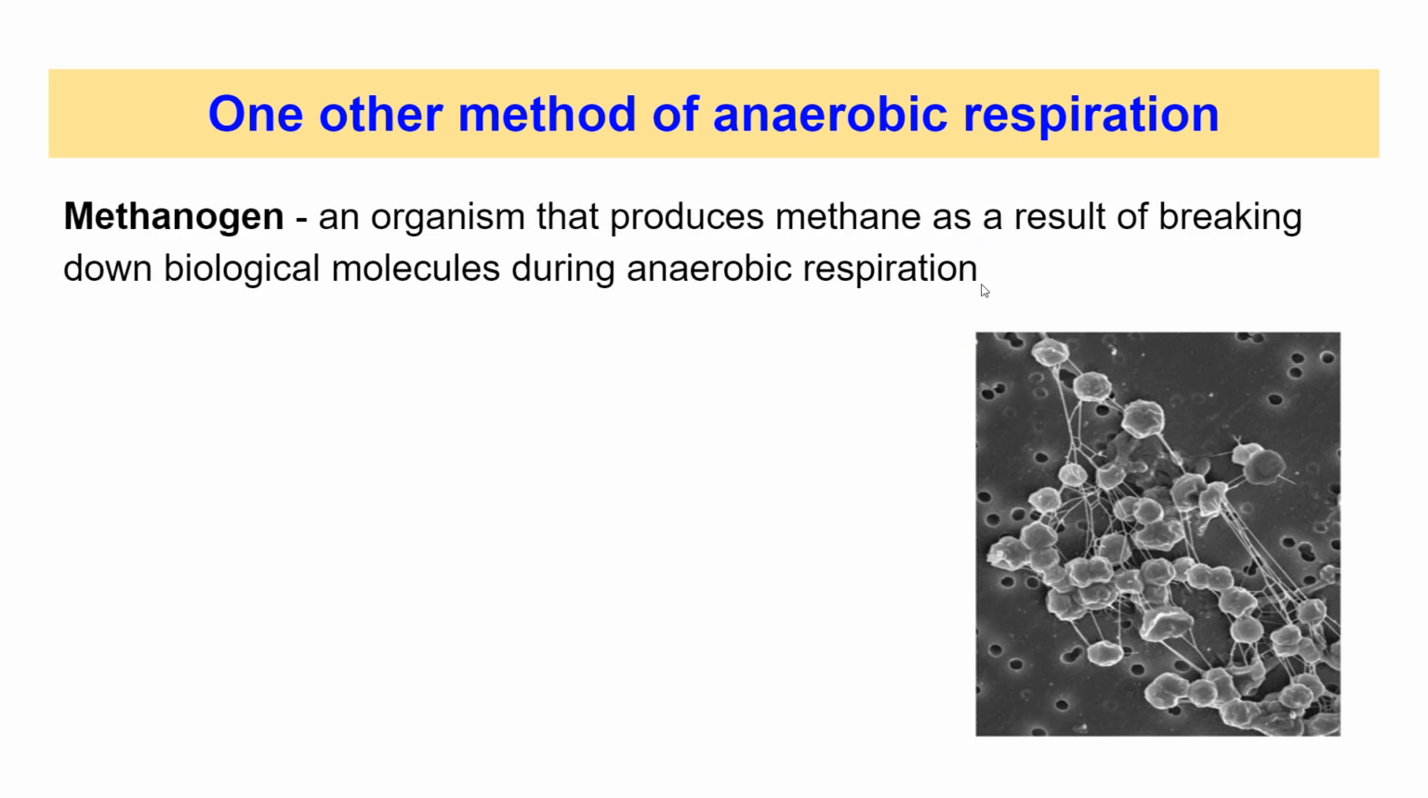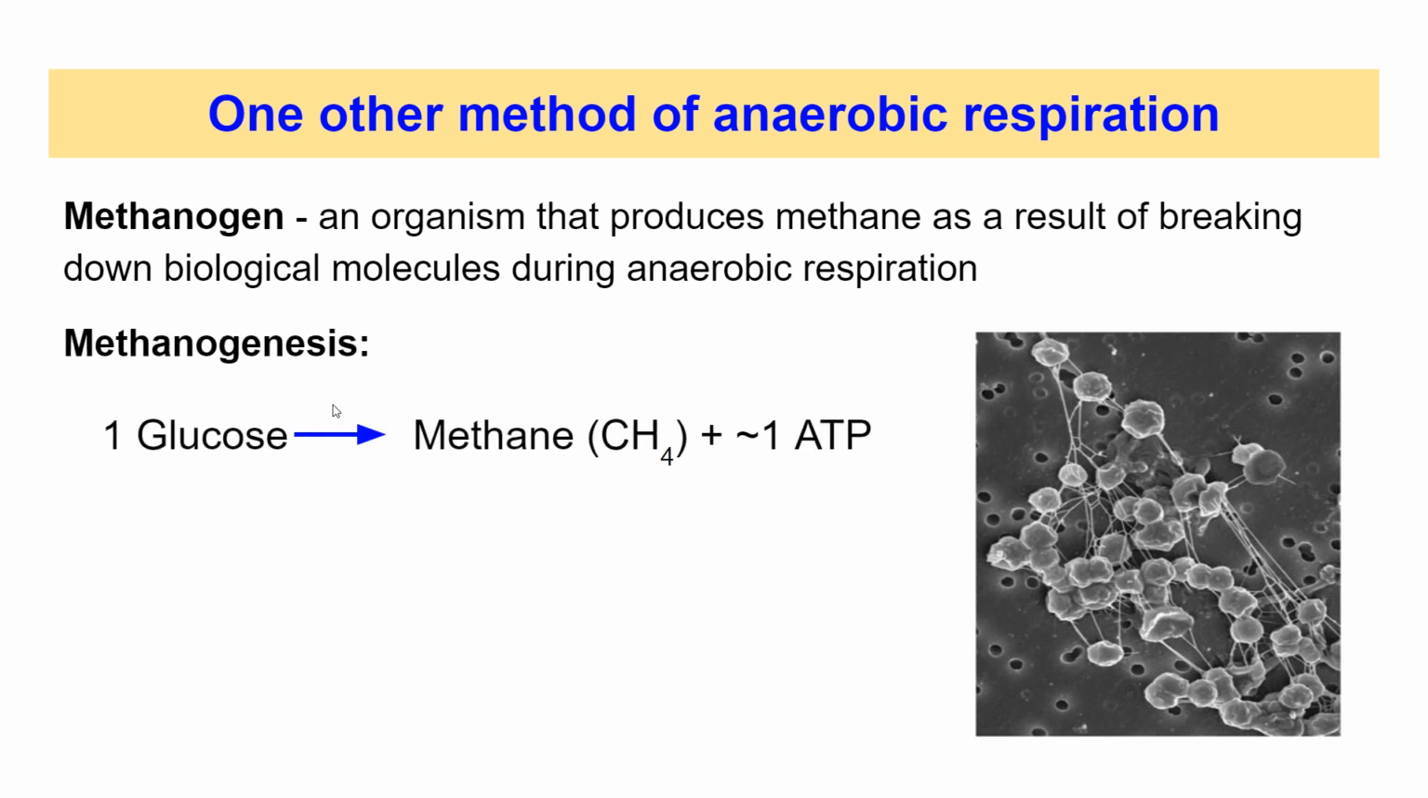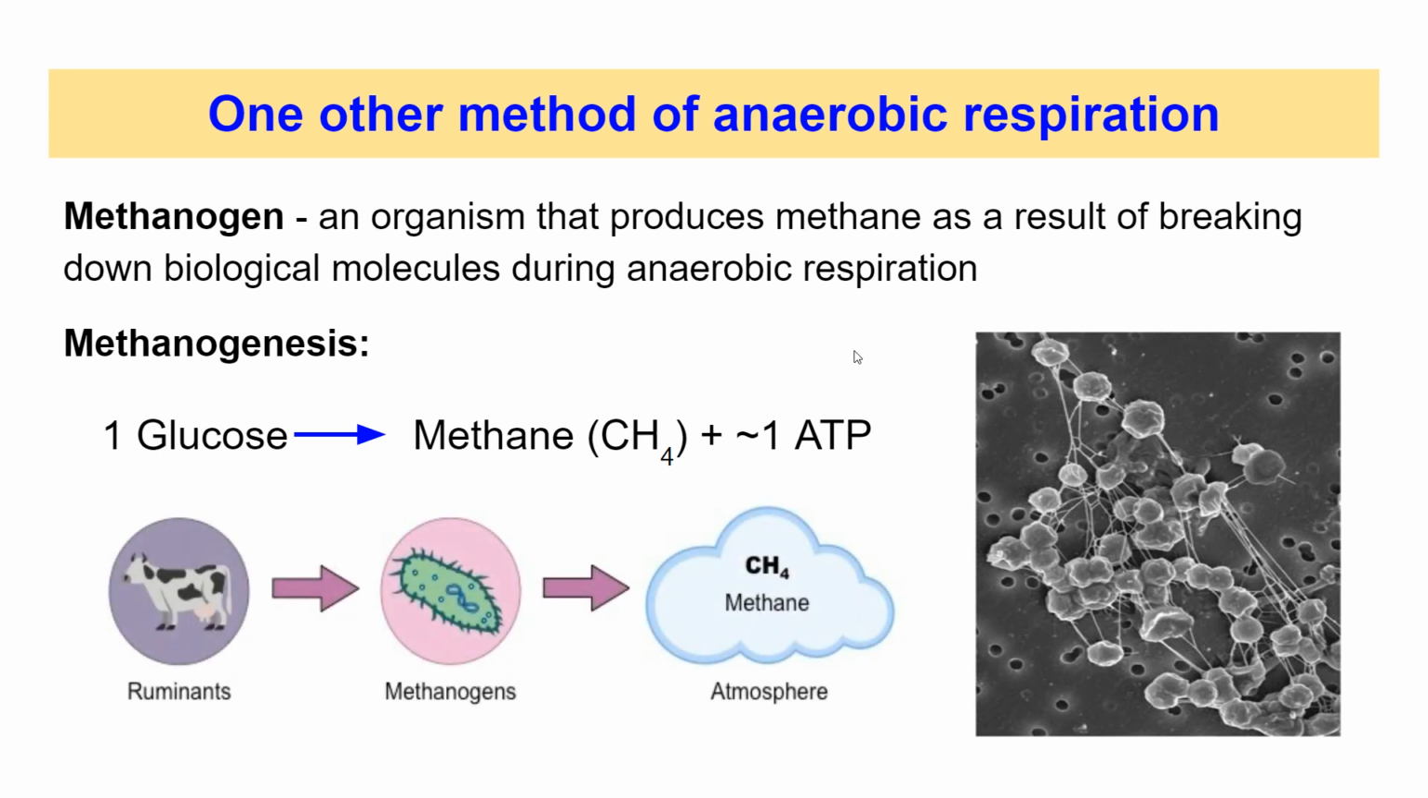All right. The third and final form of anaerobic respiration is methanogenesis. This is the process by which 1 glucose is consumed by a methanogen, which we're going to cover in a second, to create methane and 1 ATP. So this is mainly done by ruminants such as sheep, deer, and giraffe. In this process, the microorganisms known as methanogens utilize the high levels of CO2 and hydrogen produced in cell respiration to produce the greenhouse gas known as methane.